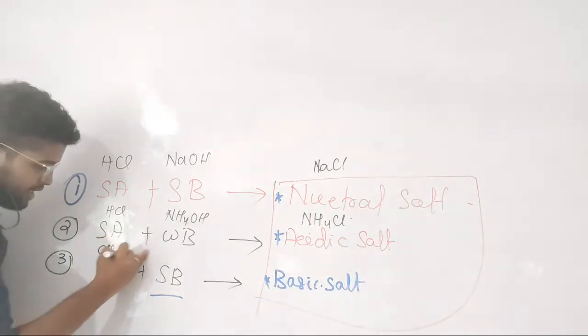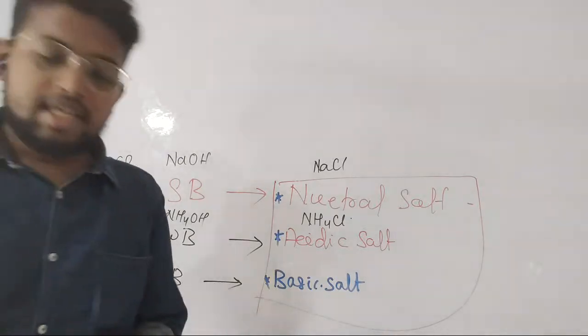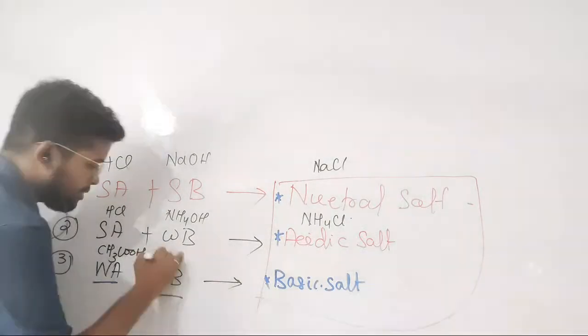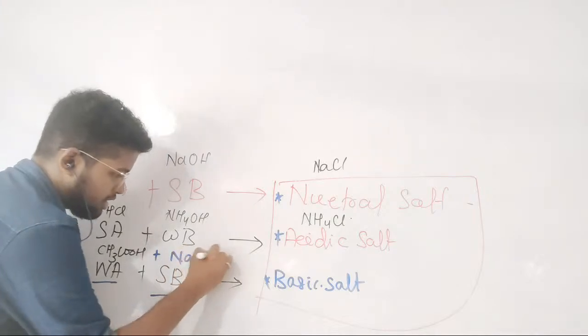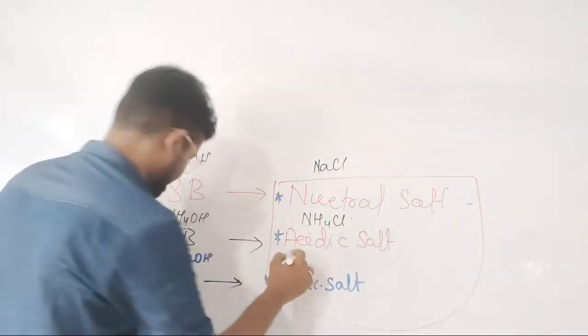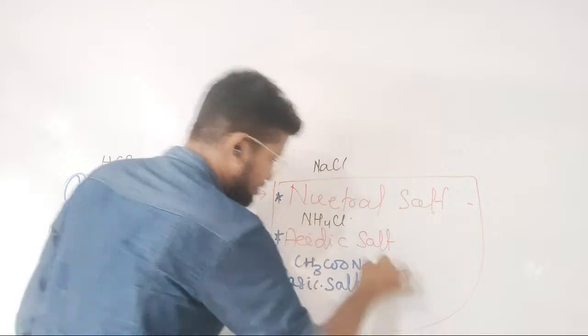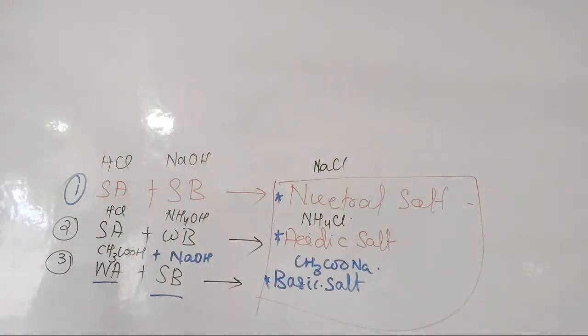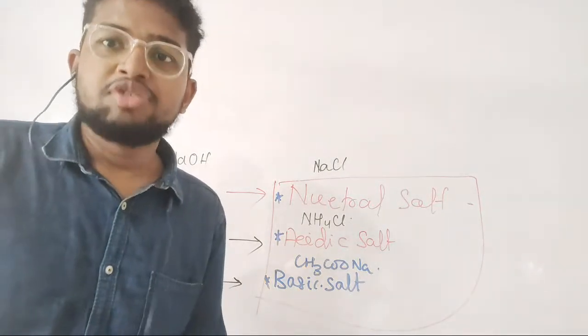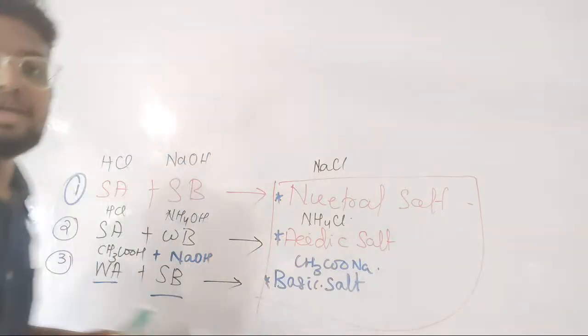Similarly, what will be our weak acid? CH3COOH, acetic acid. Then acetic acid can react with a strong base, something like NaOH, KOH or something. Then what will it give? CH3COONa, right? This will be a basic salt. So let's see. You will get a lot of examples from different types of salt. So now let's divide the salts into different categories and we'll discuss them.